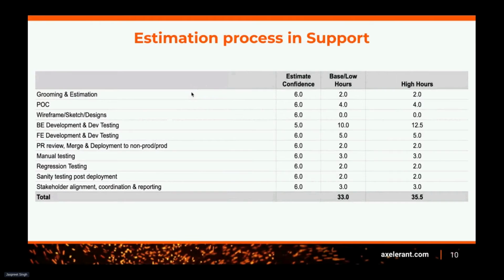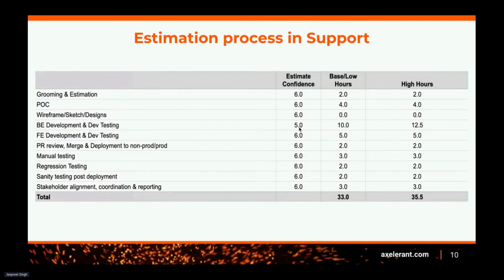The grooming and estimation hours will be considered as a base and high. When we set the base and high, this is decided based upon the estimation confidence value. We have set some alignments on the estimation confidence. If 6 is the highest value, the confidence level is high, where the team has a complete understanding of the ticket requirement and the implementation details, those are already in place, and what kind of fix they are supposed to trigger. Once those requirements are fulfilled, we treat the estimation confidence level as 6. Based upon that, it will update accordingly.